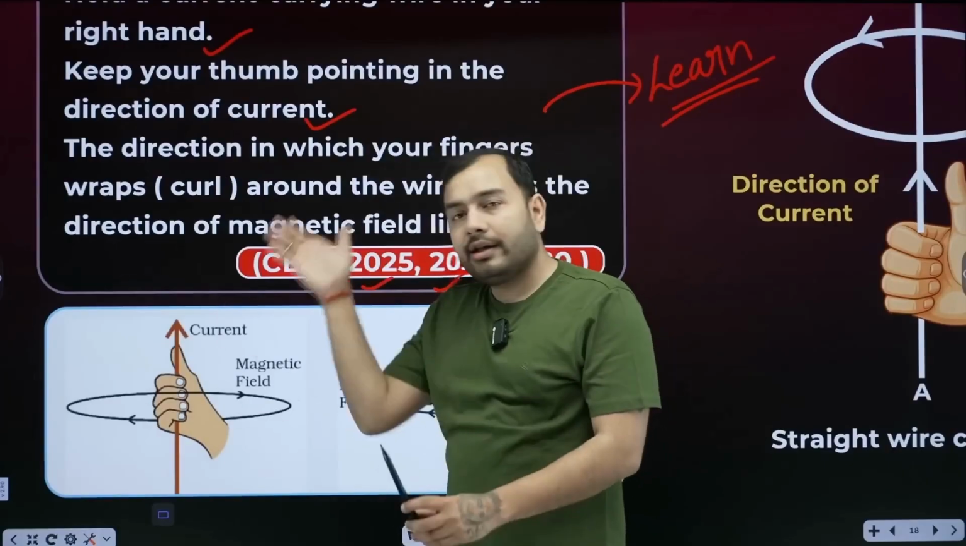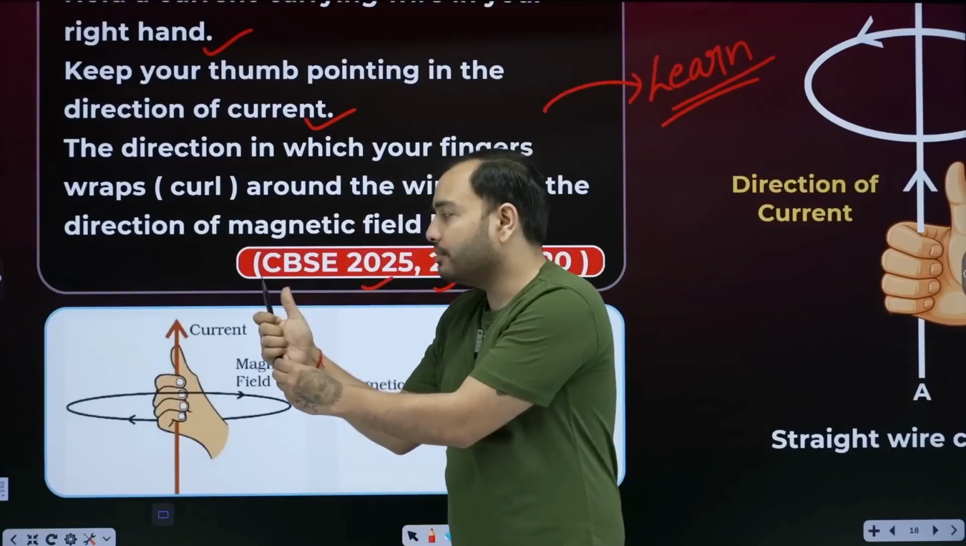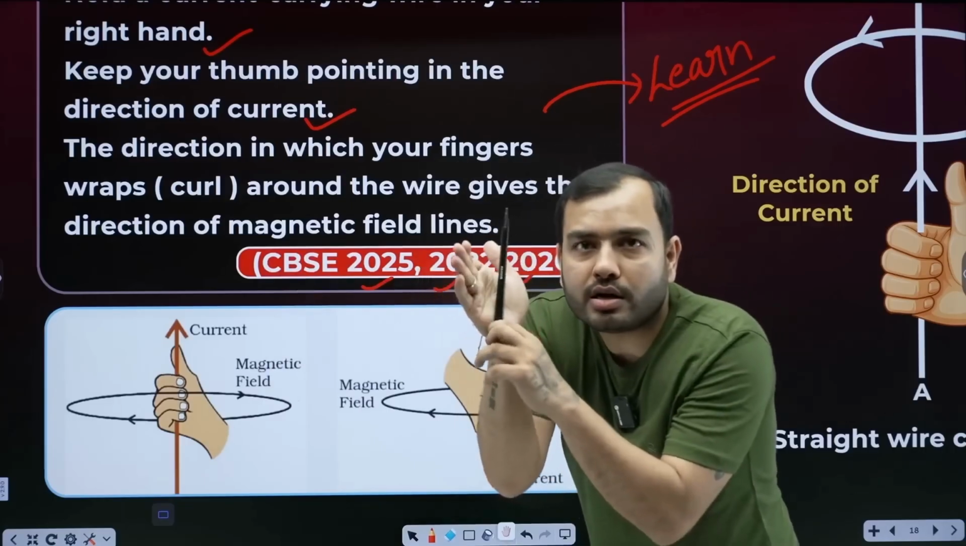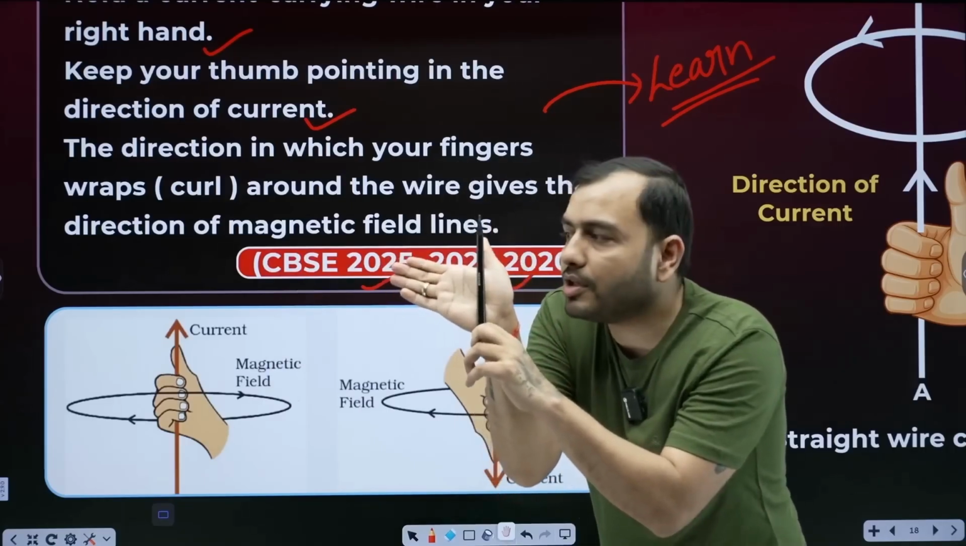How will the magnetic field be? Take the right hand and hold the wire in the hand. Where is the thumb? In the direction of current. Where is the current? Upwards. Then curl the fingers, close like this. Now look, the fingers went this way. So this is the magnetic field.